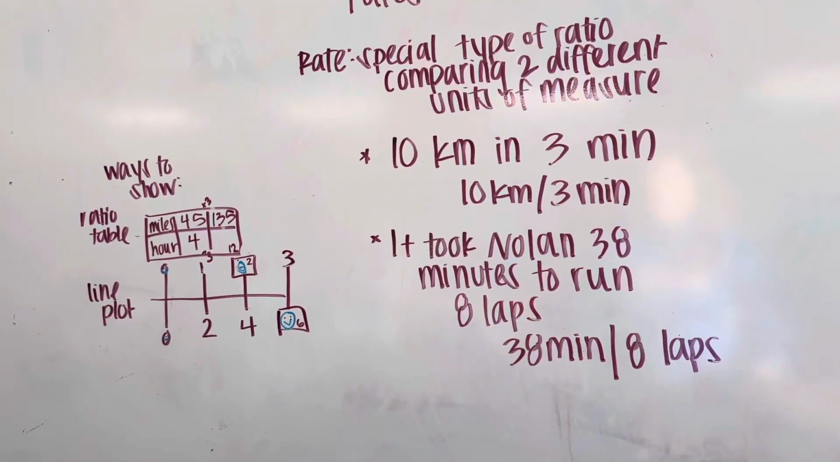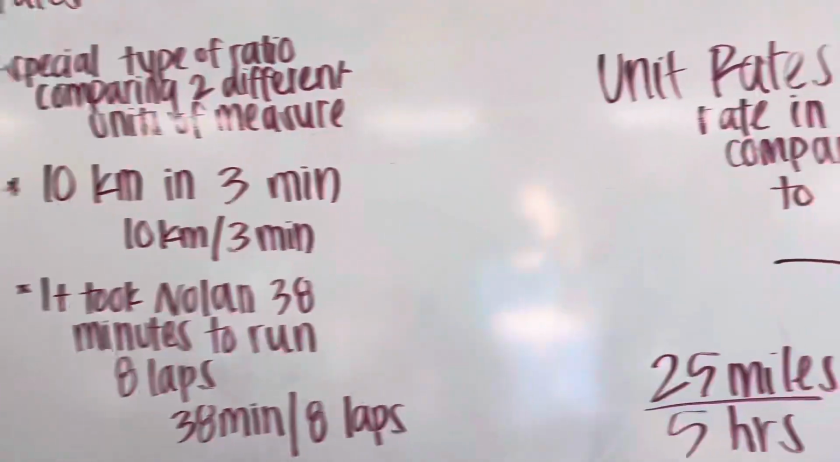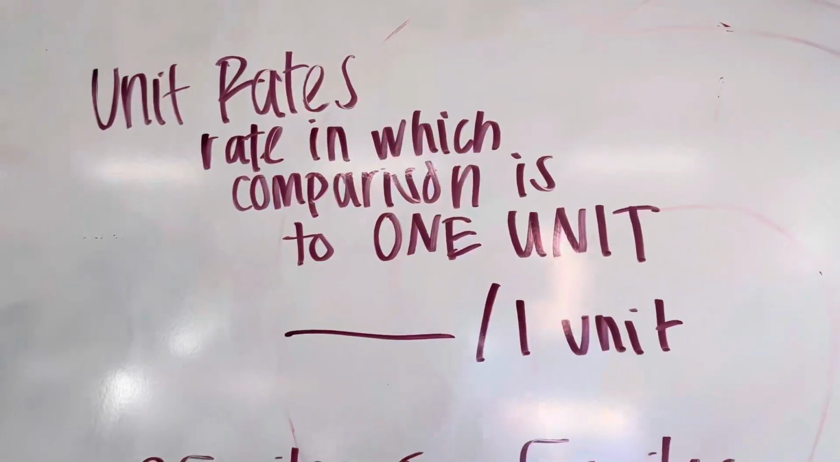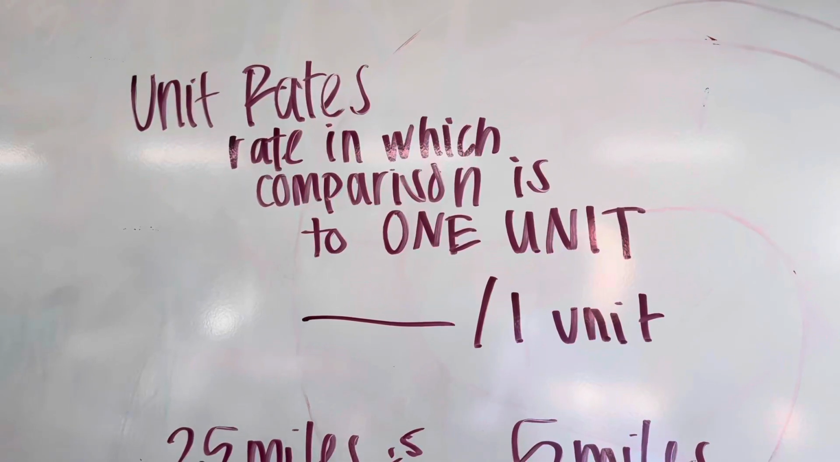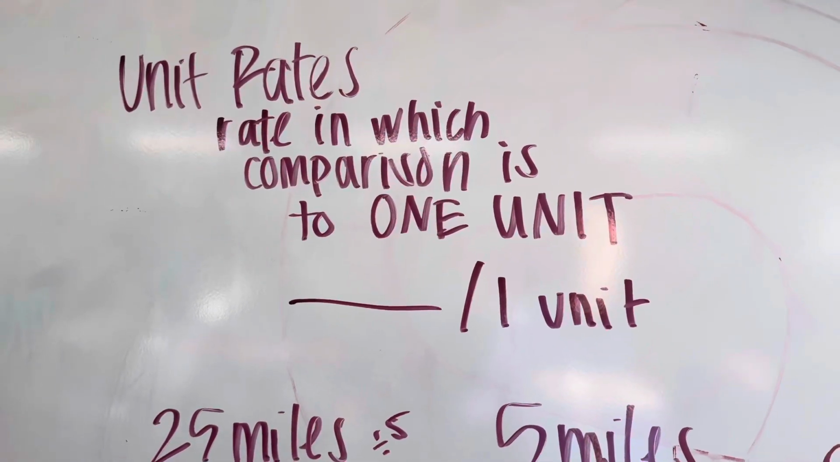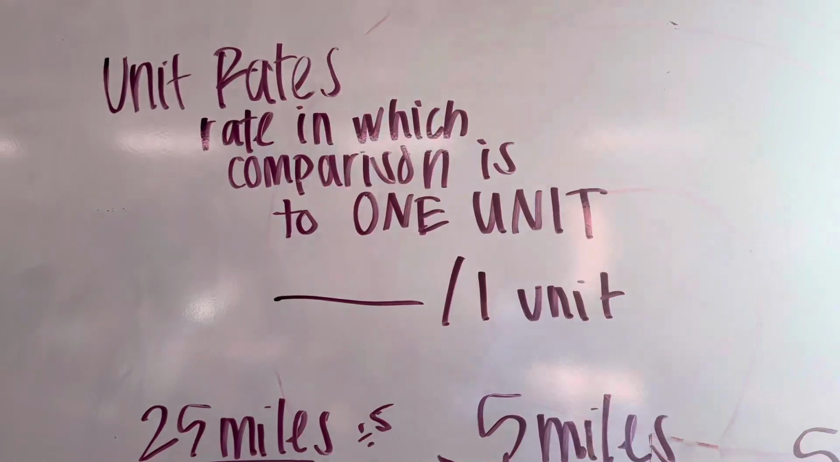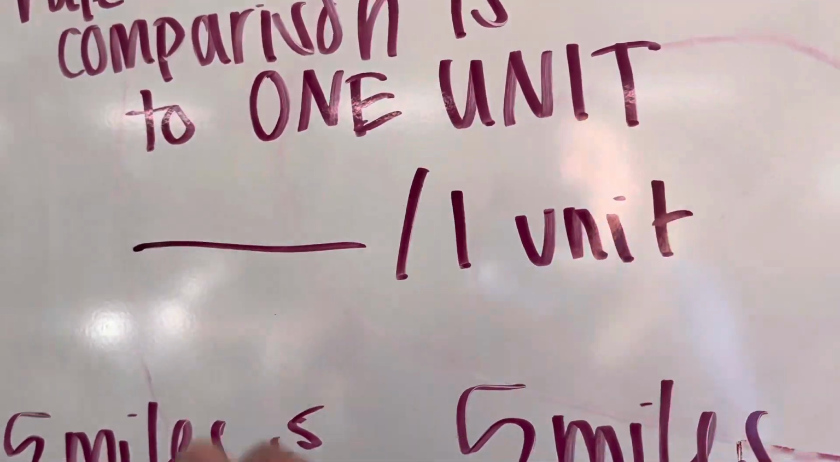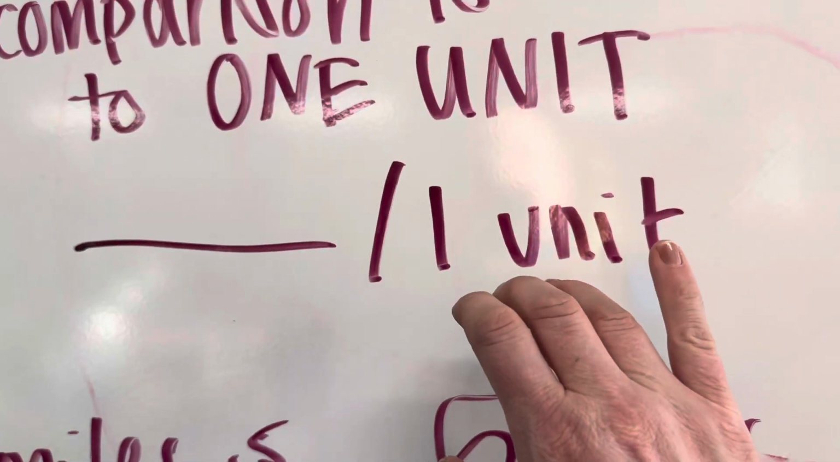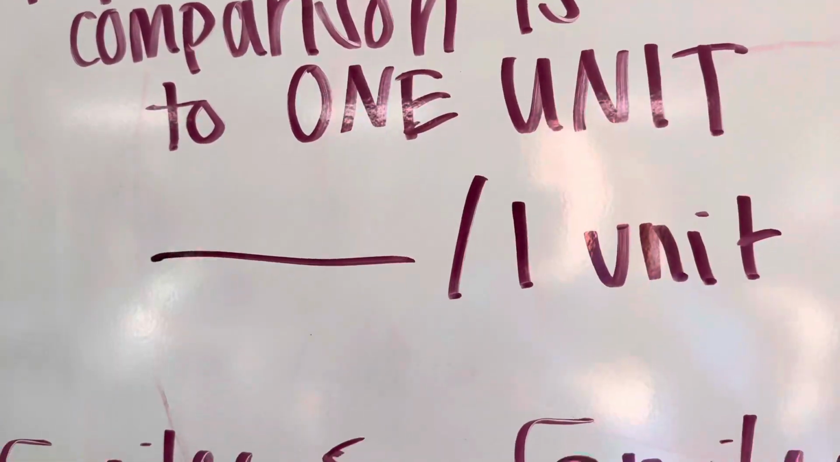But the big part of our lesson today is taking these rates and turning these into unit rates. Unit rates are rates, okay? But where they're comparing it to 1 unit. So instead of looking at kilometers in 3 minutes, you wanna figure out what it is for the 1 unit, okay? So what it is for 1.